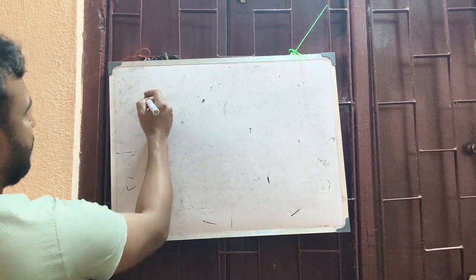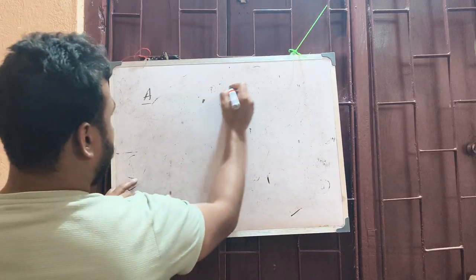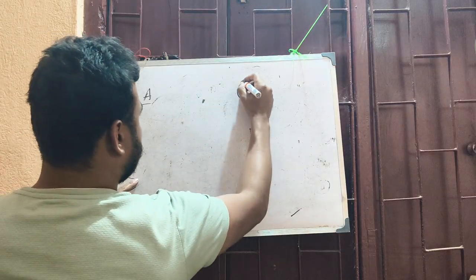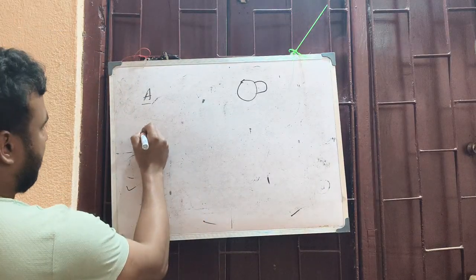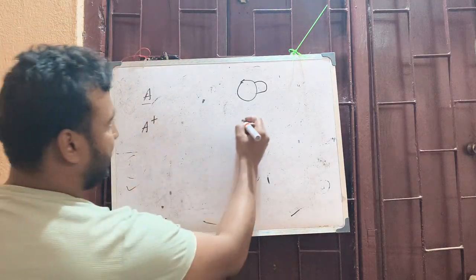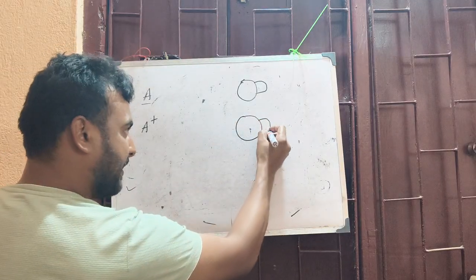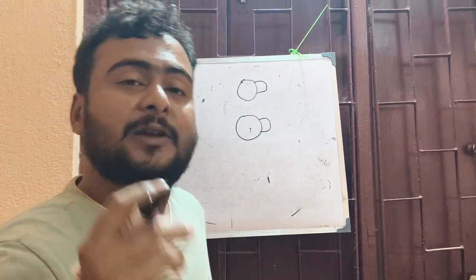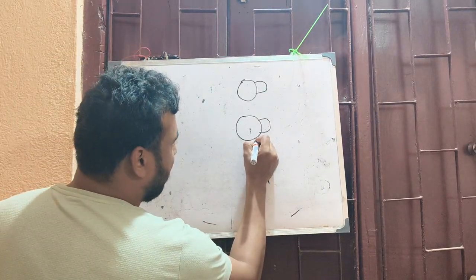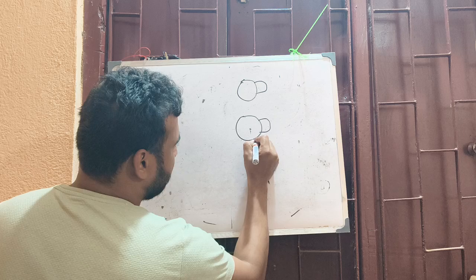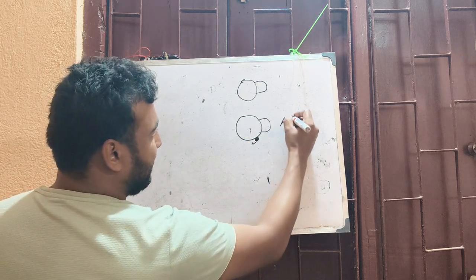Suppose someone has only A blood group. At that time, what will occur? On the surface of the RBC, there will be only one kind of antigen. In the case of A positive, what will be there? On the surface of RBC, A will be there and there should be a rhesus factor, meaning there will be another antigen. So if this antigen is present, we can say it's A positive.